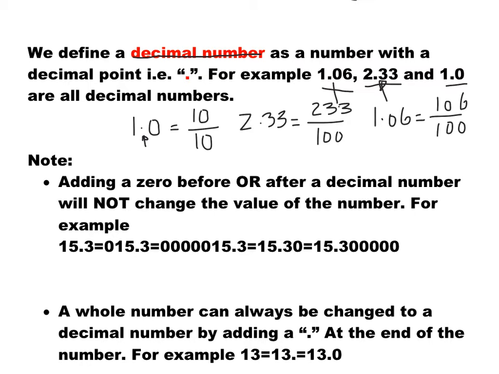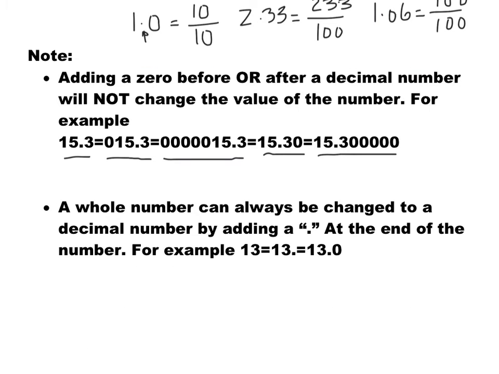For instance, this means that 15.3 is the same as 015.3, is the same as 5 zeros before 15.3, is the same as 15.30, a 0 after 15.3, or you can have 5 zeros after 15.3. It doesn't change the number. But remember, in a whole number, you can add zeros before the whole number, but you can't add them after. But with decimal numbers, you can add zeros after and before the number.